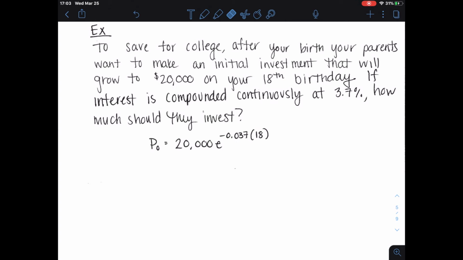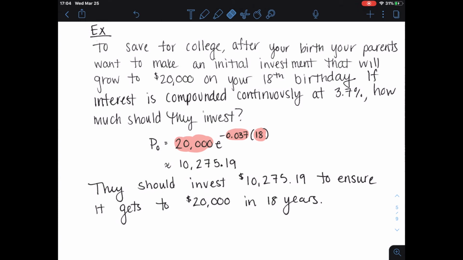P0, the amount you have to invest, is the future value. So we want $20,000. Here's our rate, 0.037, so 3.7%. And then our time is 18. So if you plug this into your calculator, this is about $10,275.19. So today, if you want $20,000 on the child's 18th birthday, you need to put in $10,275.19 to ensure that you get that money.